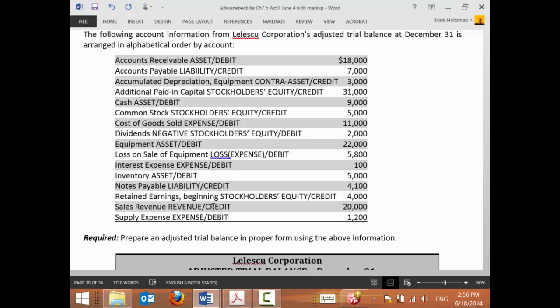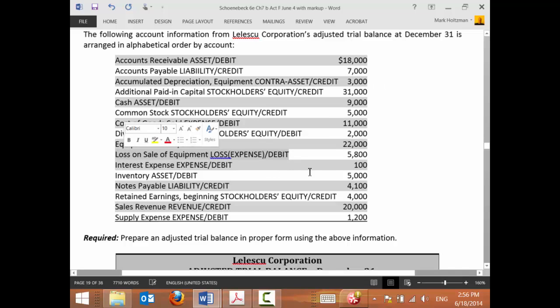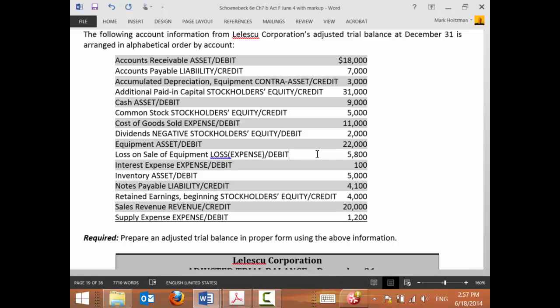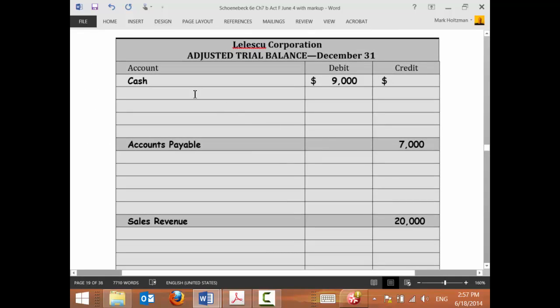Gotta know this cold. Everything we've done, the only thing we saw here that might be a little challenging is loss on sale of equipment. Everything else, study this until you know it. Like print this page out and sleep with it under your head or something. Whatever you have to do, right? When you go out drinking tomorrow night, just look at it so you pass out over the book.